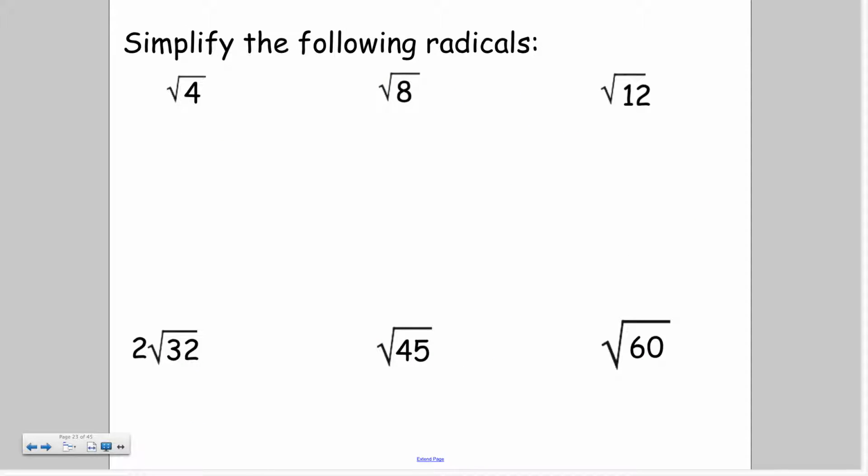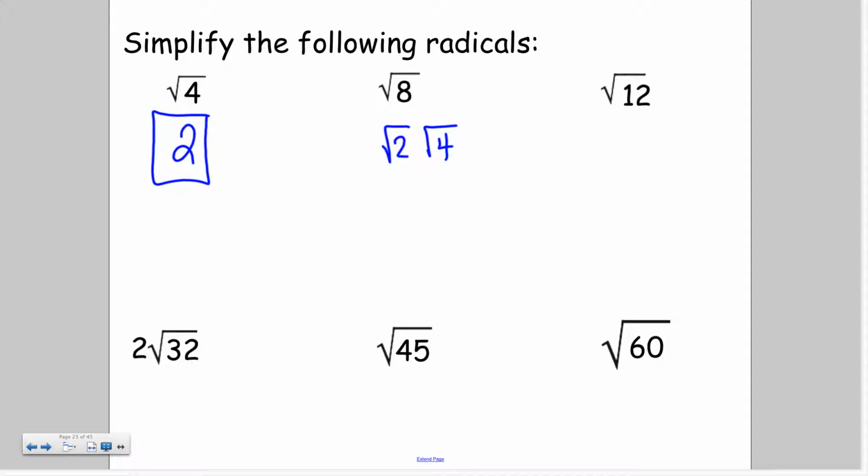All right, let's go ahead and simplify these real quick. So the square root of 4 is 2. It is a perfect square. All right, the square root of 8 is not a perfect square, so we're going to have to look at the factors. Well, I know it has a factor of 2 and a factor of 4. So if I just split them up, I know 2 times 4 is 8.